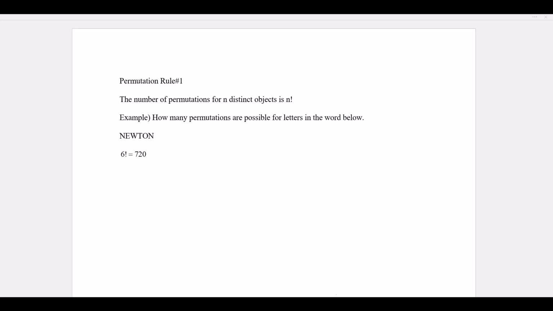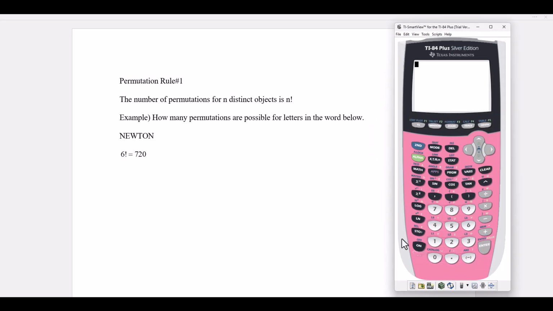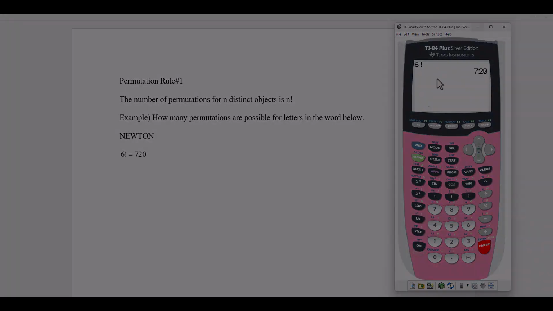We can demonstrate this on a TI-84 Plus calculator. We type 6, select Math, use the arrow to highlight PRB, select 4, hit Enter, and 720 is the answer.